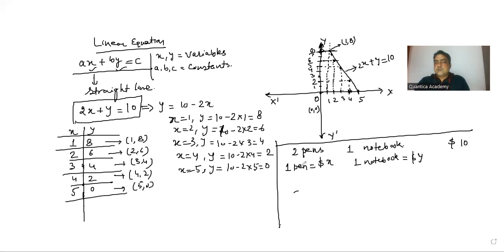How? You bought 2 pens and 1 pen costs $X. So for pens you pay how much? For pens you pay $2x, right? And for notebooks, how much do you pay? You pay 1 into $Y, that is simply $Y. Total payment is 2x plus y in dollar terms, and it is known that you paid $10. So this is how a situation is modeled by the linear equation.